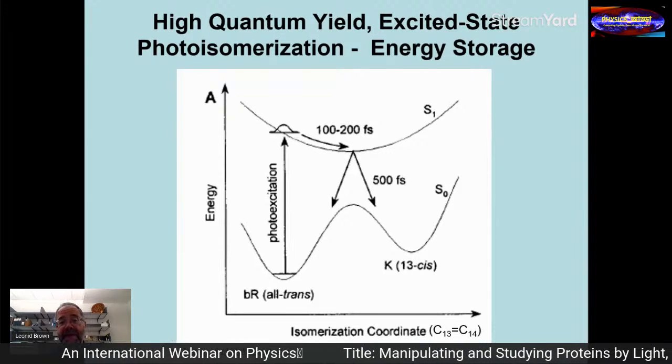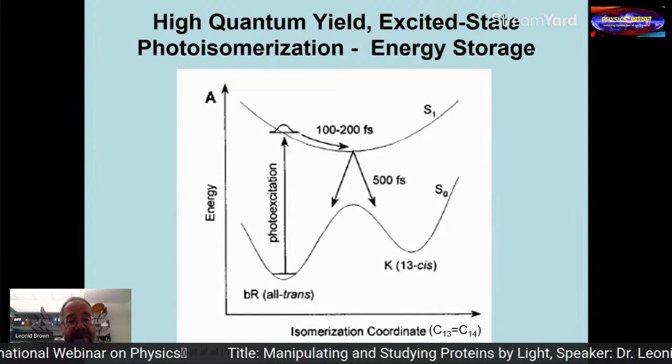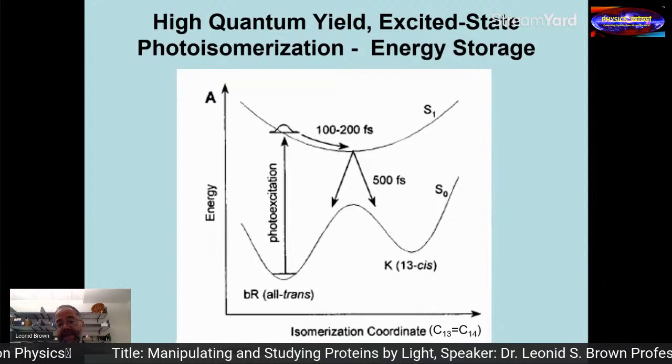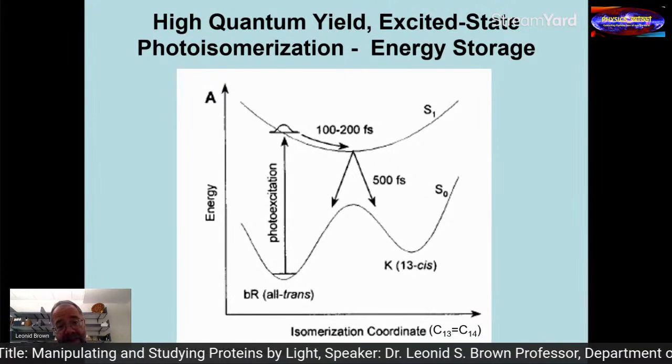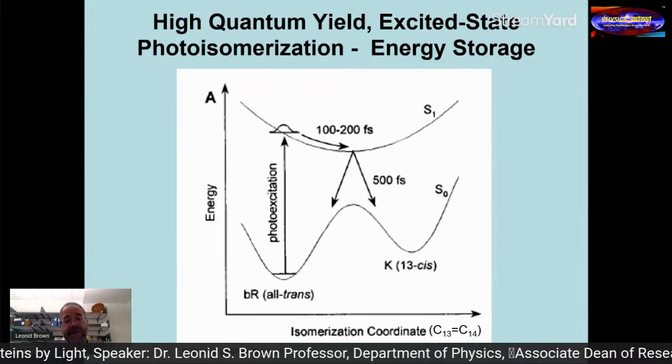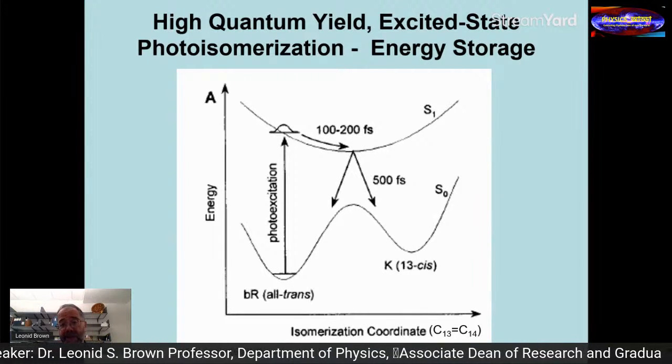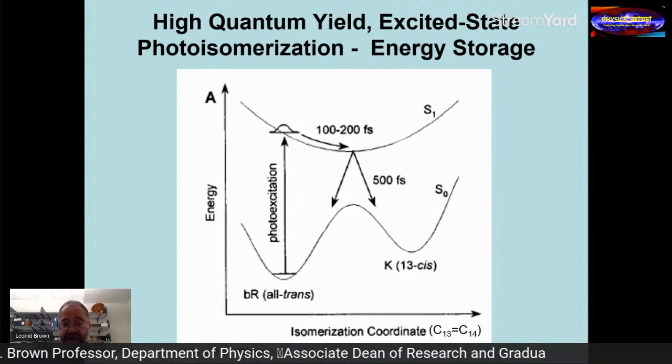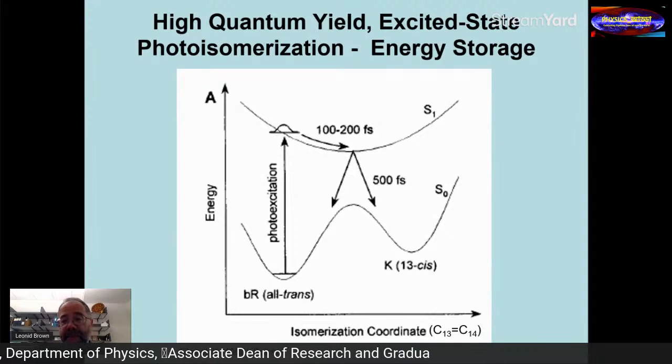And it happens very fast. You can see 500 femtoseconds is extremely fast. And when it was first discovered, some theorists were skeptical that you could actually isomerize the molecule so fast, that you can move heavy atoms so fast. But it is true. It does happen, and sometimes even faster than 500 femtoseconds.